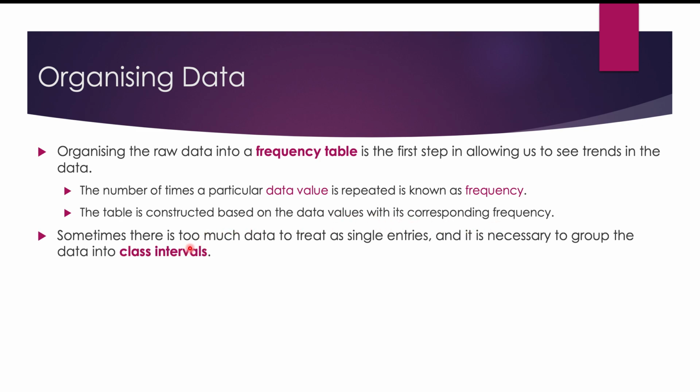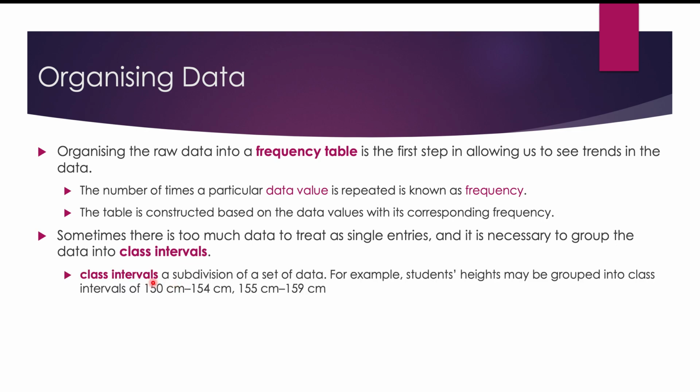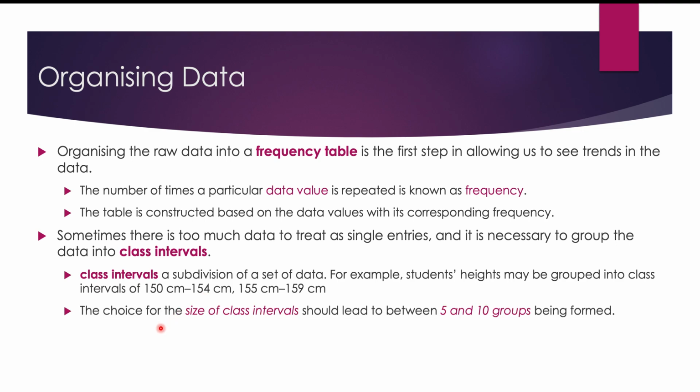Okay, sometimes the data is too much, so we can create class intervals to create the frequency table. For example, from 150 to 154, then 155 to 159 centimeters, and then I can record, instead of having all the ones that are 150, all the ones that are 151, all the ones that are 152, I group them into class intervals, okay? The choice for the size of class intervals should be between 5 and 10 groups. So we shouldn't have less than 5 groups, and we shouldn't have more than 10 groups.